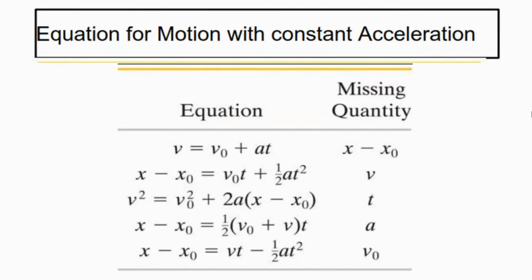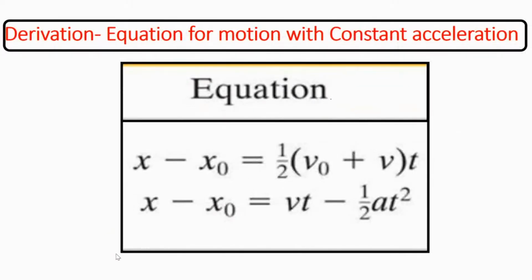In this video, I'm going to show the derivational proof of the fourth and the fifth equation. As we already know, these five equations are the equations for motion with constant acceleration. So for this video, I'm going to only consider the fourth and fifth equation. So here, for getting the fourth equation, I'm going to use the basic definition of average velocity.